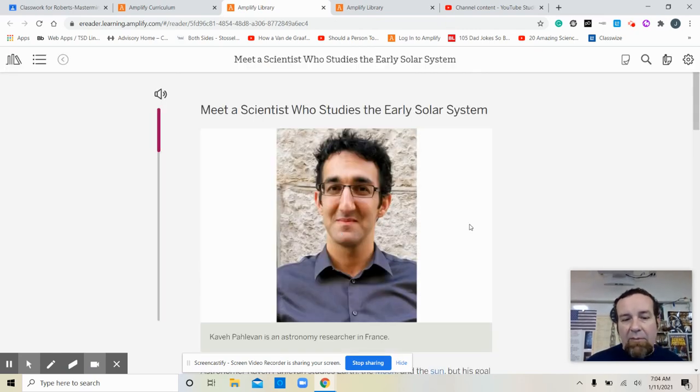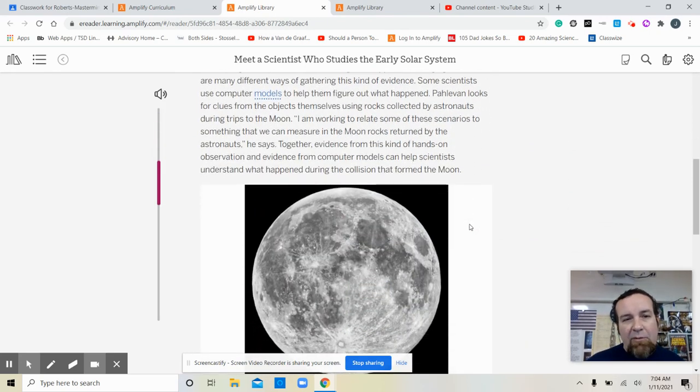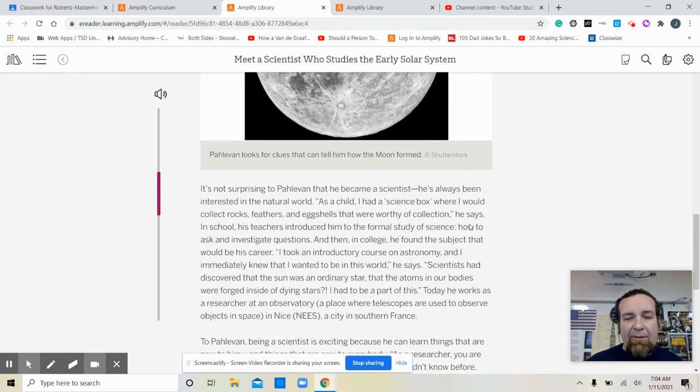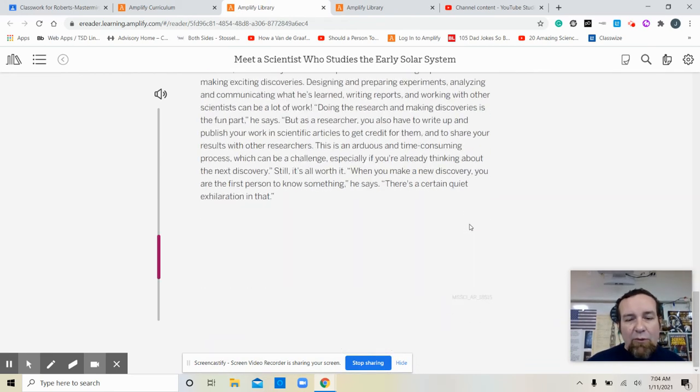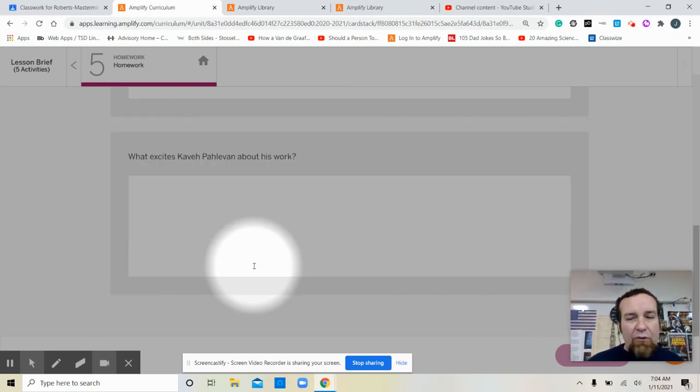And this is where you get to meet a scientist who studies the solar system. It's mostly about the moon, but it does extend out a little bit deeper. So please read this and then answer these two questions in Amplify. Push that hand in button in the lower right, and then you are done, friends.